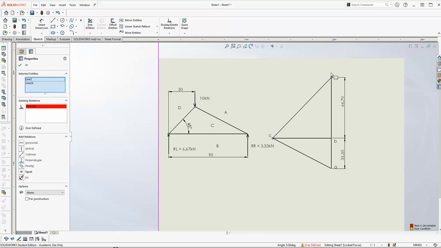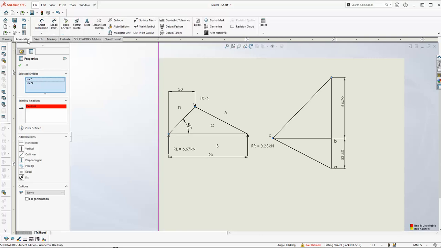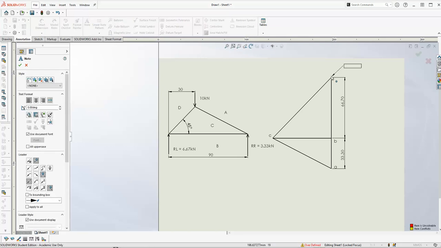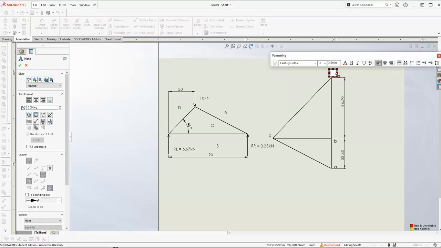So we've now got a good chunk of our diagram done, and that's all the forces that relate to this frame. So I'll dimension. I'll put a note on here. Annotation note. Right, so we'll call that one D.